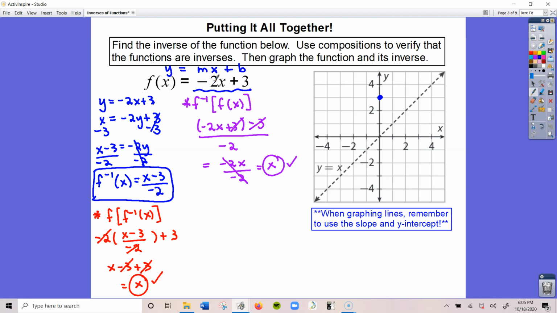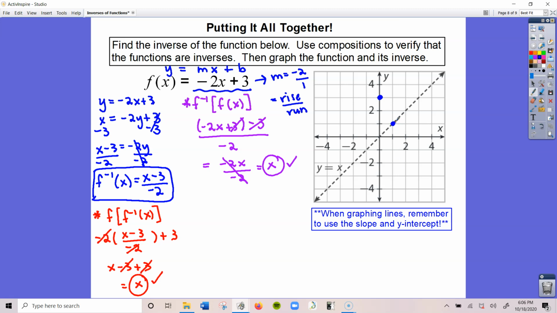And then I use the slope to figure out my very next point. For this, my slope is equal to negative 2. Now with slope, it's easiest if you have it as a fraction. Any whole number is always over 1. So this means that my slope, as a reminder, is rise over run. The numerator tells you whether to go up or down. The denominator tells you to go left or right. So since the numerator is negative 2, that means I'm going to go down 2. And because the denominator is 1, I'm going to go to the right 1. So that's my second point.